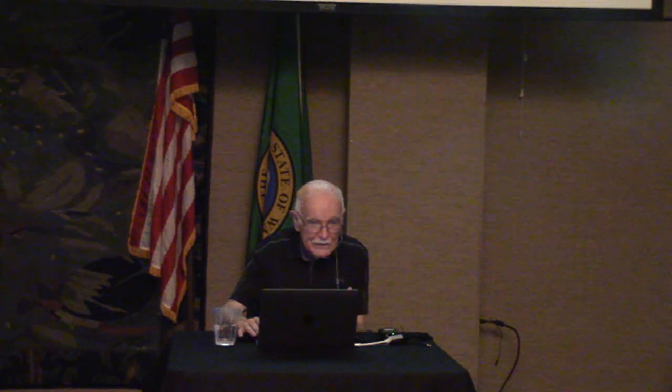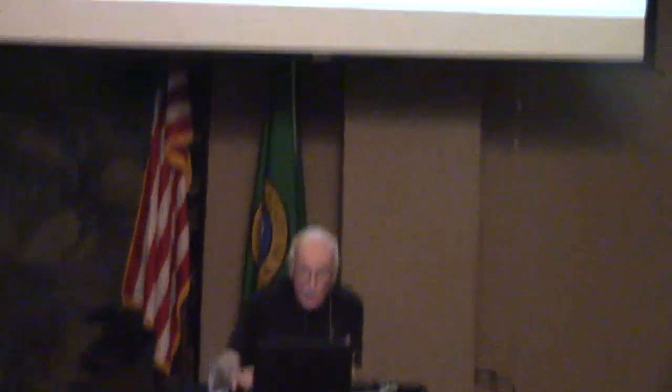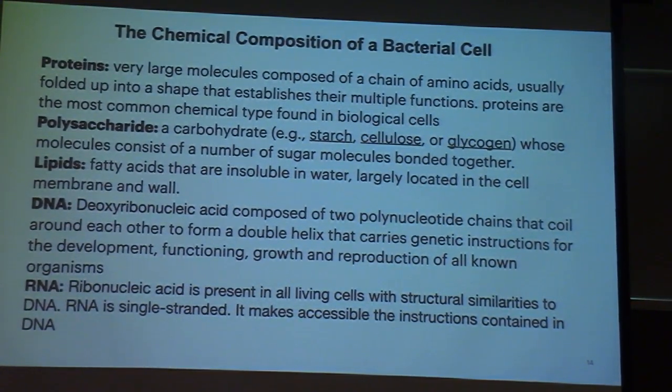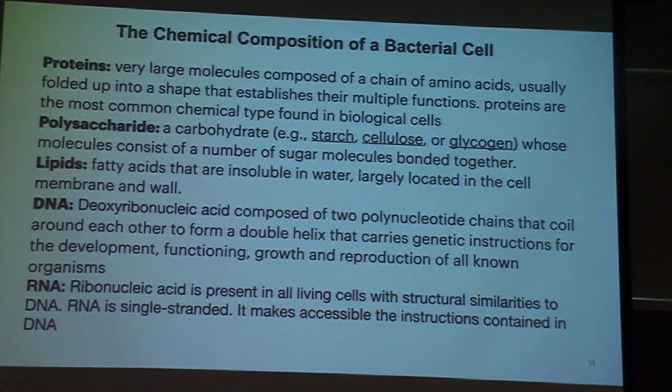The chemical composition: proteins are very, very large molecules made of a chain of amino acids that fold up into a particular shape, and that shape turns out to be really important for how things actually function in a cell. Proteins are the most common chemical type found in a biological cell. Polysaccharides, a collection of sugars, are a good way to store energy. Lipids and fatty acids are insoluble in water, and they largely make up the cell membrane and wall.